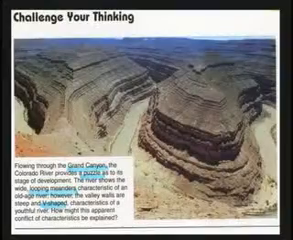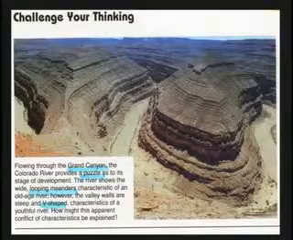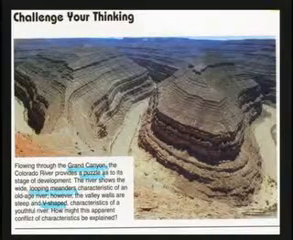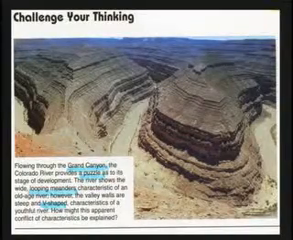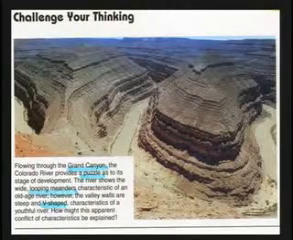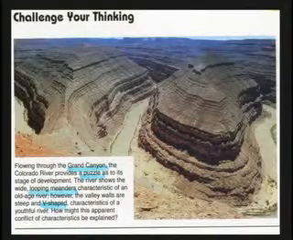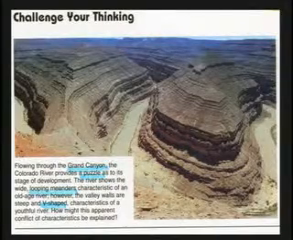This textbook says, flowing through the Grand Canyon, the Colorado River provides a puzzle as to its stage of development. The river shows the wide looping meanders characteristic of an old age river. However, the valley walls are steep and V-shaped, characteristic of a youthful river. How might this apparent conflict of characteristics be explained?